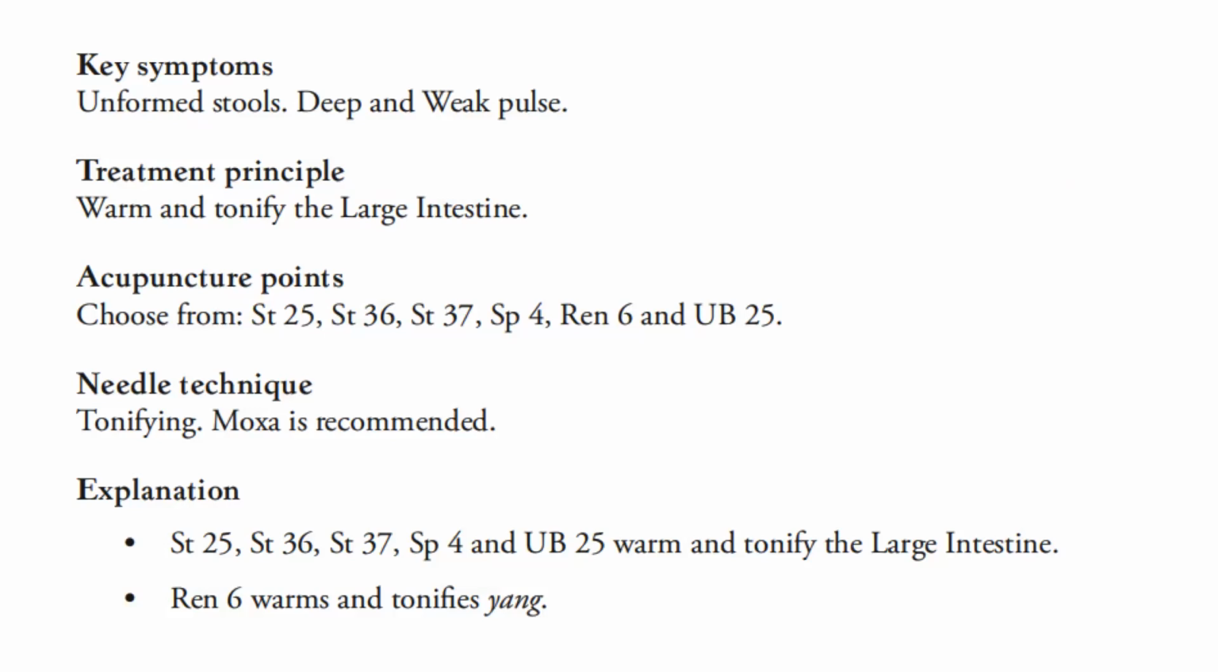So for the acupuncture points, you can choose from stomach 25, stomach 36, stomach 37, spleen 4, REN 6, and UB 25. We use the tonifying needling technique, and moxa is also recommended. So for further explanation on the choice of points, stomach 25, stomach 36, stomach 37, spleen 4, and UB 25 warm and tonify the large intestine. REN 6 warms and tonifies yang.